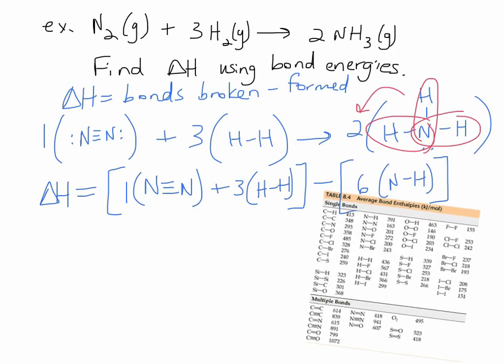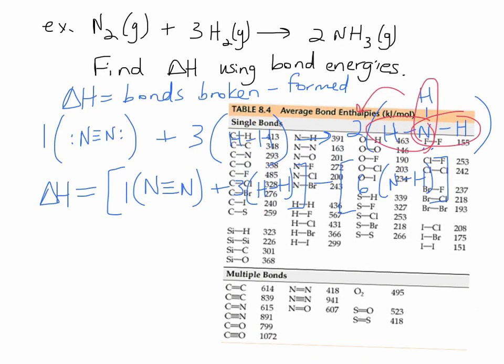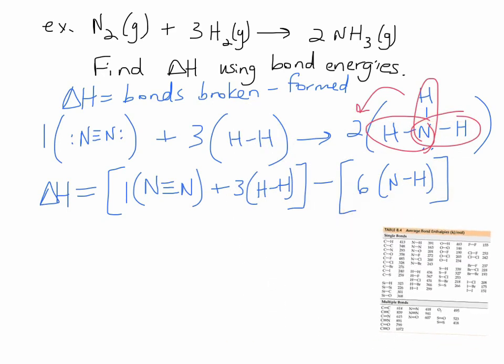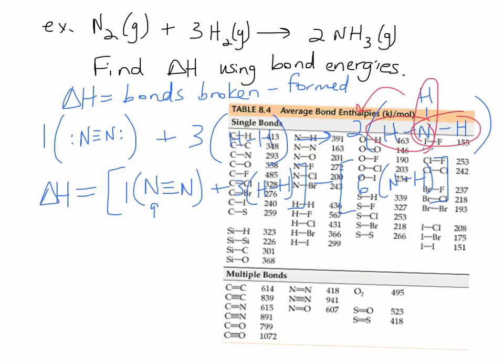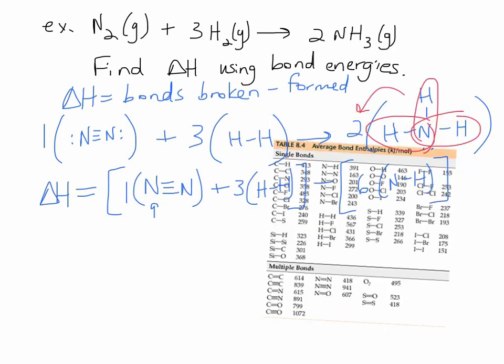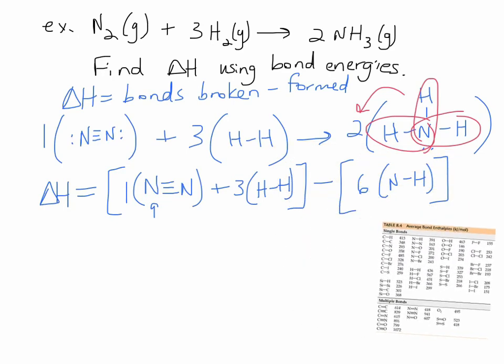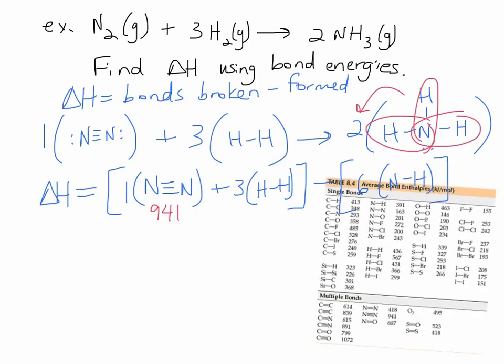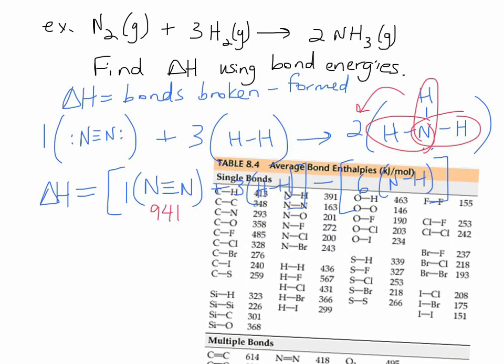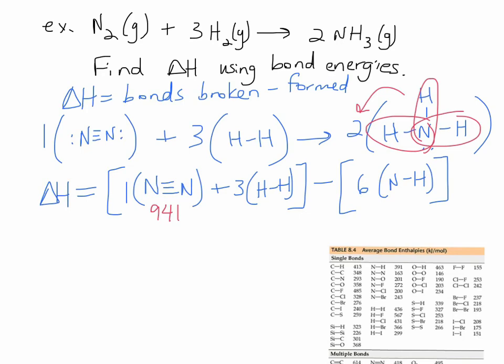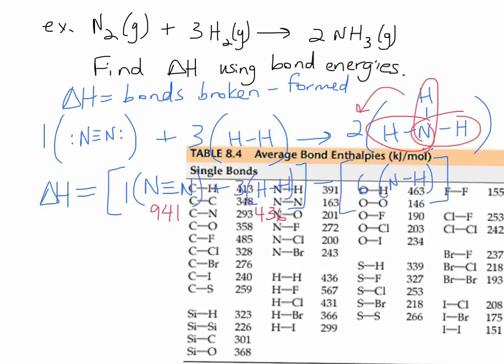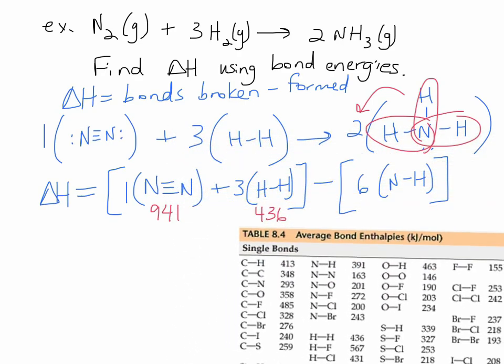Now we go to our table. N triple bonded to N, down towards the bottom, is 941. I'll put that in a different color. There we go. 3 H to H. H to H is 436. And 6 N to H. N to H up there, 391.